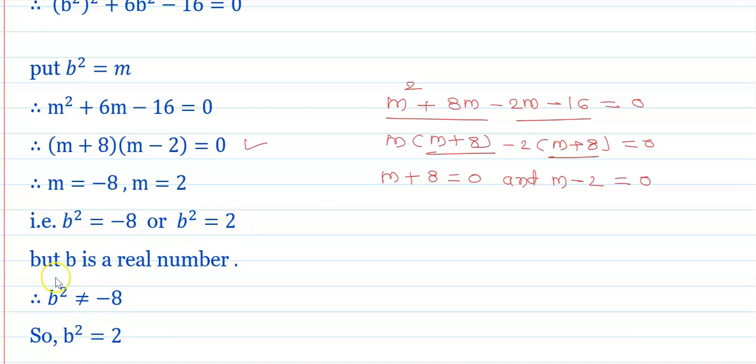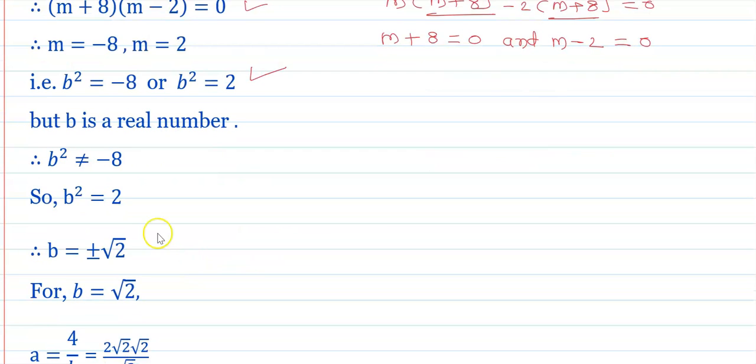Okay. But B is a real number, so if we square it, it must be positive. Therefore, B square is not equal to minus 8. Then what is possible? B square is equal to 2. Taking the square root on both sides, B is equal to plus or minus root 2.